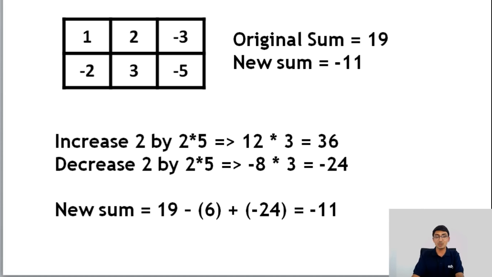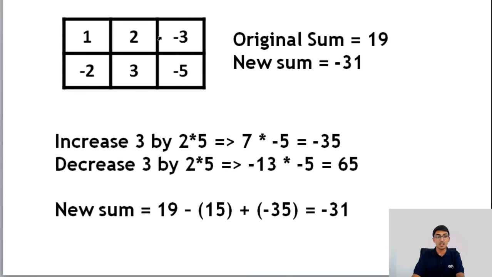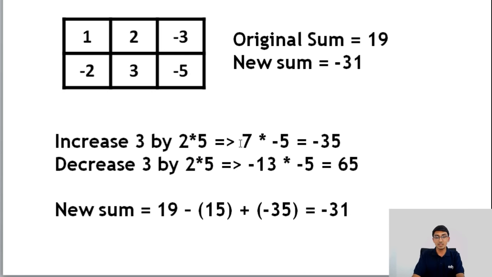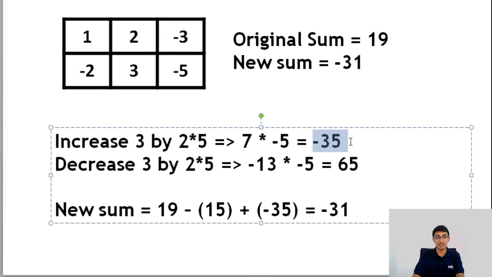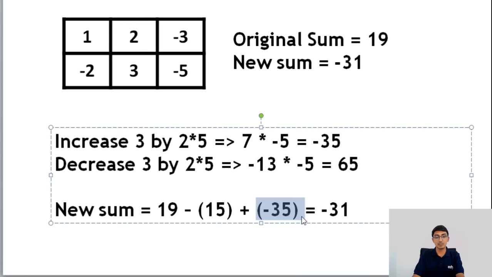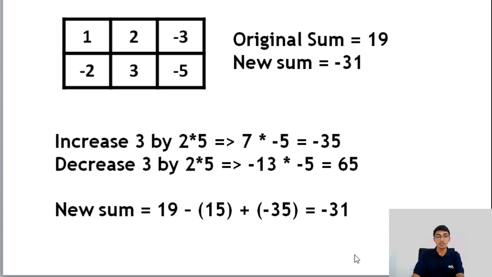Okay, now let's try to attack -3 as we had done initially. If we attack -3, we can either increase 3 by 10 or decrease 3 by 10. If we increase 3 by 10, the new product will become 7 into -5, which is -35. If we decrease 3 by 10, it will become -13 into -5, which is 65. Obviously, we should choose -35. If we choose -35, then we remove the previous sum, add the new sum, and we get -31 over here. So of all three, that is attacking 1, 2 and -3, the best thing to choose is to attack -3.